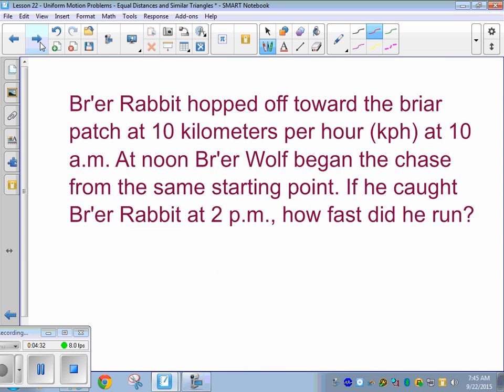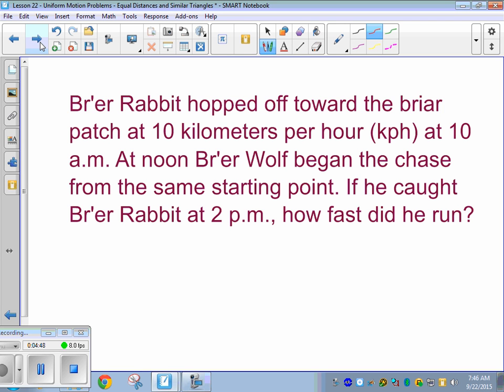All right. Briar Rabbit hopped off towards the briar patch at 10 kilometers per hour at 10 a.m. At noon, Briar Wolf began the chase from the same starting point.